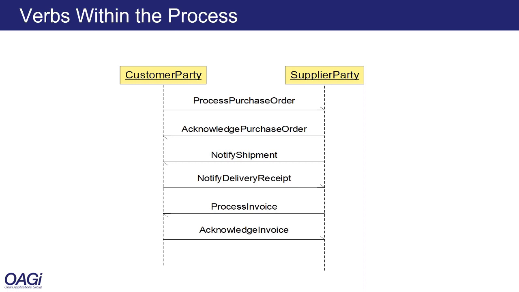Later, when the supplier party fulfills the order, they will send a notify shipment to the customer party. So we're going back from the right-hand side to the left. And when that package actually arrives on their doorstep, the customer party may choose to send a notify delivery receipt back to the supplier saying, "I have received the goods, everything is in order." The supplier party will then send a process invoice back to the customer party. And finally, in some cases, the customer party can send back an acknowledge invoice. I got your invoice, and the transaction is now complete.